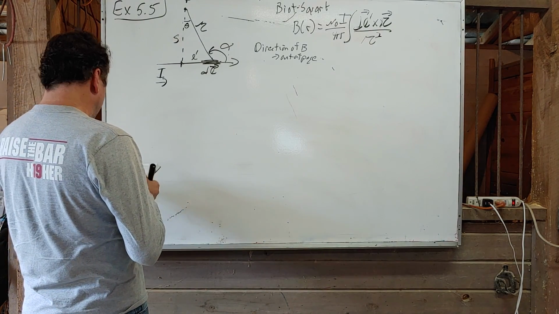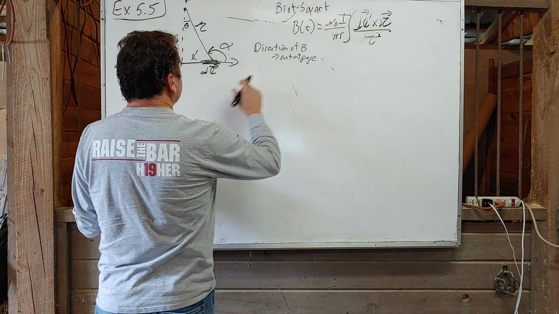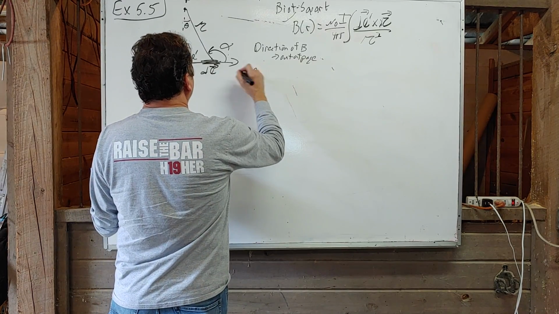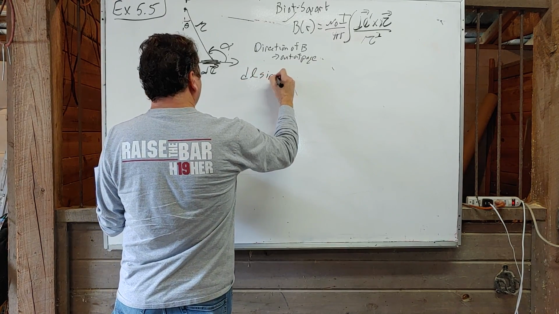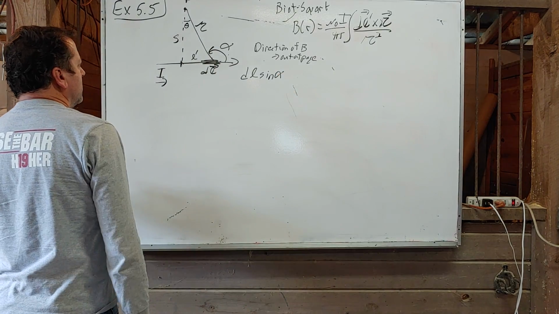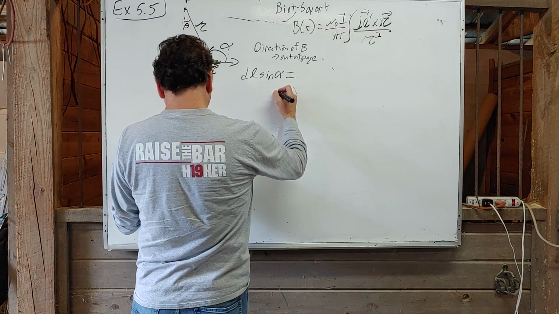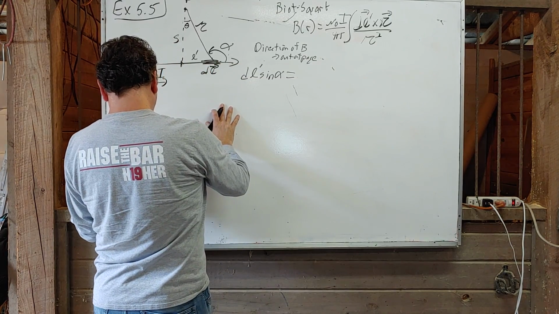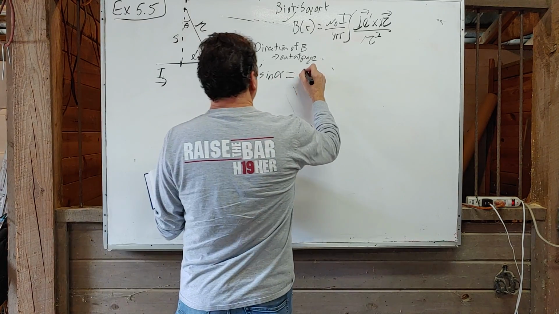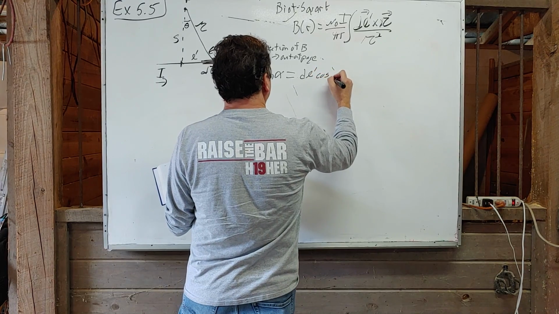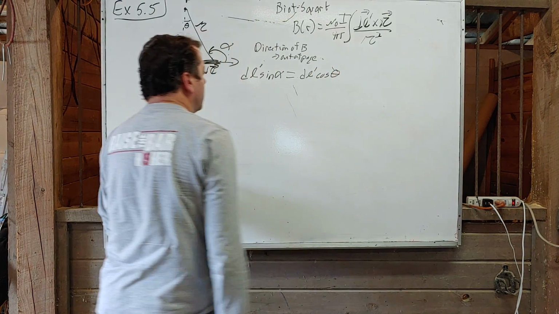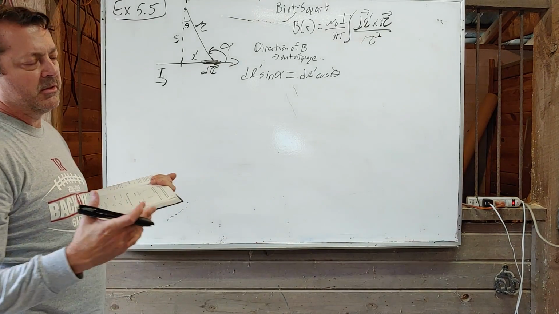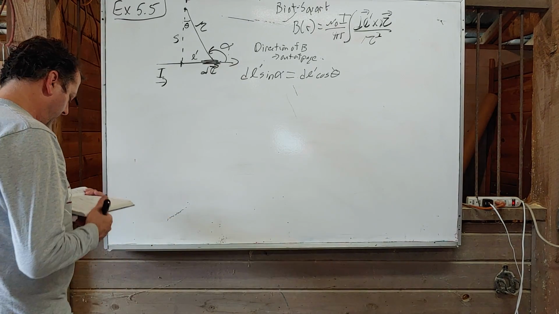All right. And if that's true, then dL sine of alpha would equal, I'm sorry, that distance there, dL sine of alpha would equal dL prime cosine of theta. And that's because they're complements of each other. Sine of 30 degrees is the same as the cosine of 60 degrees. Okay.